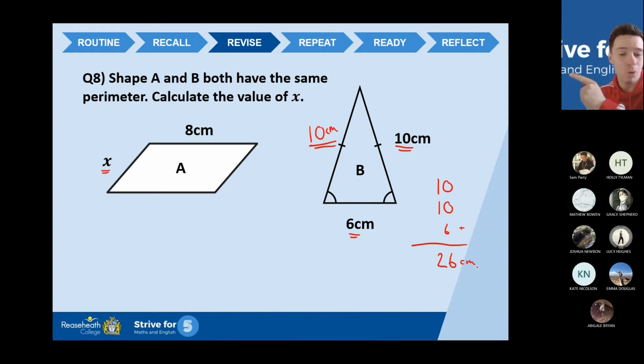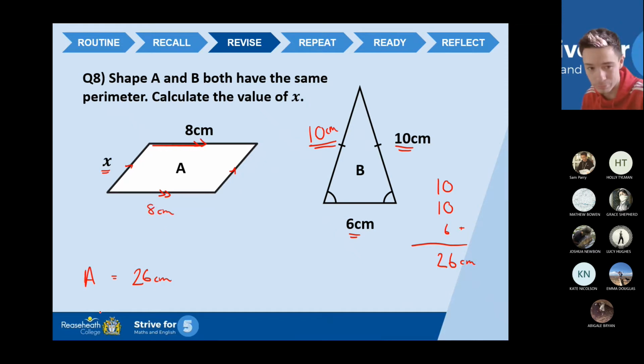That there would give you 1 mark. If you've got 26 written down, 1 mark, okay? So I know that this shape here, A, all the sides add up to 26 centimeters. Now, it's a parallelogram. For those of you that aren't aware, parallelogram means that these sides are parallel, they will never cross, but they're also the same. So if the top is 8, the bottom is 8 centimeters as well.